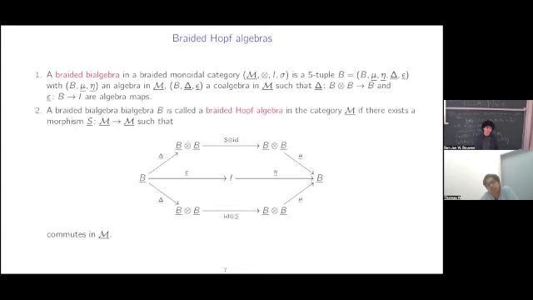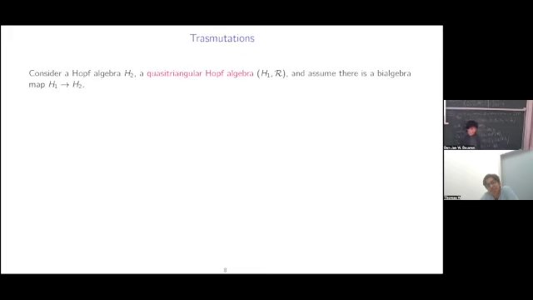So a braided bialgebra, this is why you call it a bialgebra, because you have to say it twice. It's called a braided algebra in the category M if there exists a morphism such that this diagram here commutes inside M.